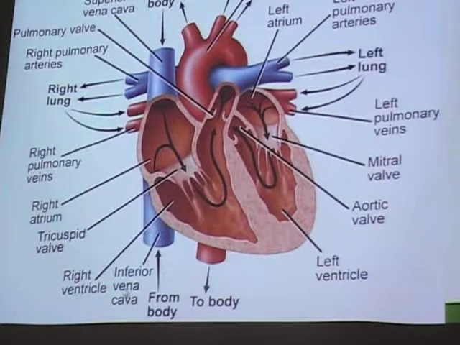So, real quick, superior and inferior vena cava into the right atrium, down through the tricuspid valve, into the right ventricle, up through the pulmonary valve, through the pulmonary arteries to the lungs, pick up oxygen, back through the pulmonary veins to the left atrium, squeeze down through the mitral valve to the left ventricle, back up through the aortic valve to the aorta, and to the rest of the body. Yay!